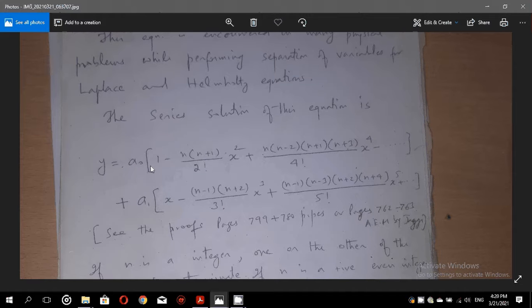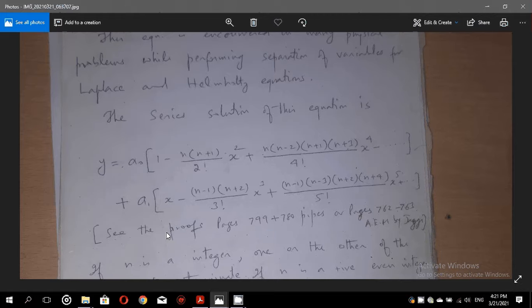y is equal to a naught, and this is the series with even powers of x, and then another term is plus a1 and is an infinite series with odd powers of x. So you can see the proof at pages 779 and 780 from the book by Pipes, or pages 762 and 763 of Advanced Engineering Mathematics by Jaggi.